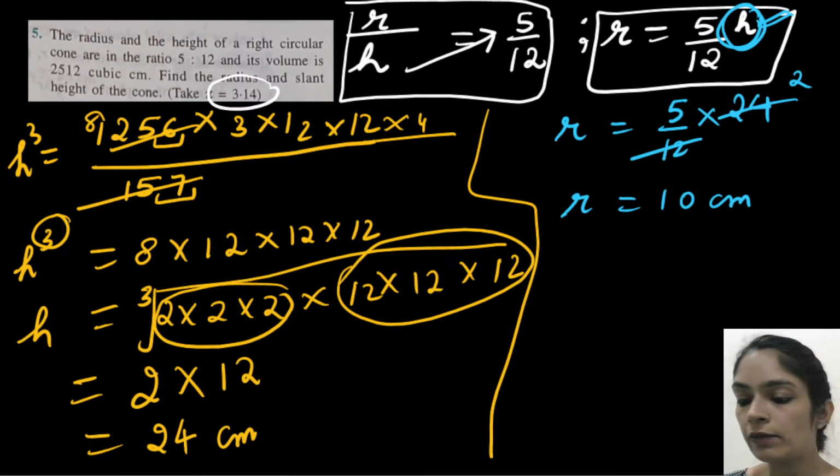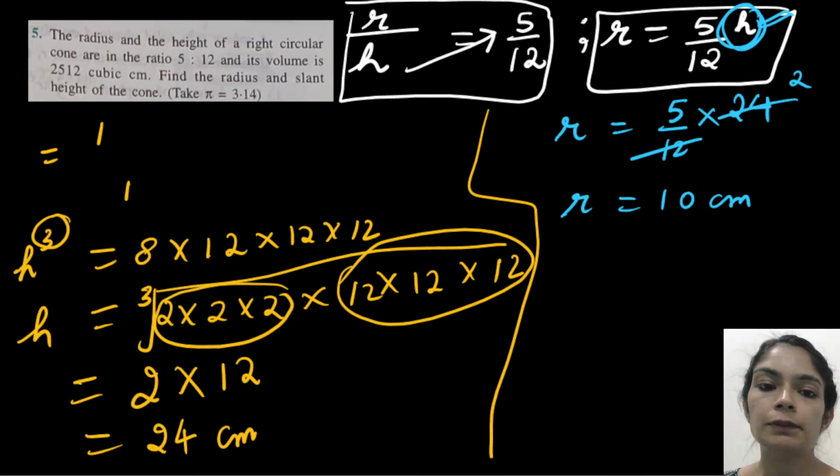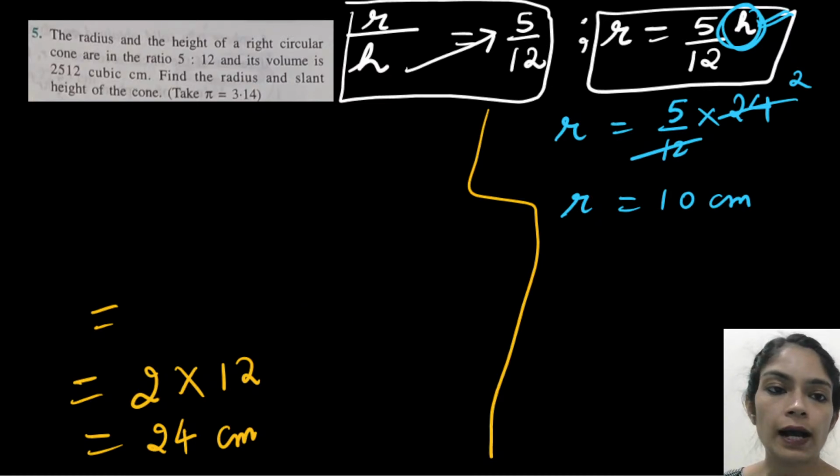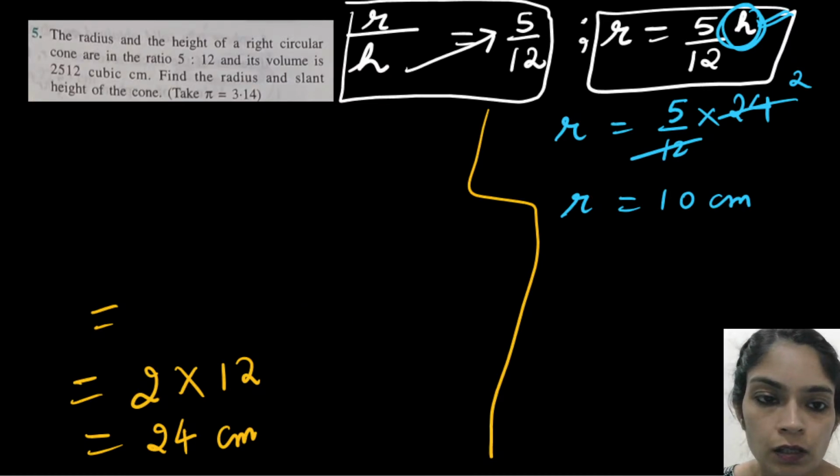Height is equal to 24 centimeter and radius is equal to 10 centimeter. Yes, so it's correct. But our question is not completed here. We have to find L. So I'm just clearing this because the question says find radius and slant height. So let's find now slant height. We know height, we know radius also.